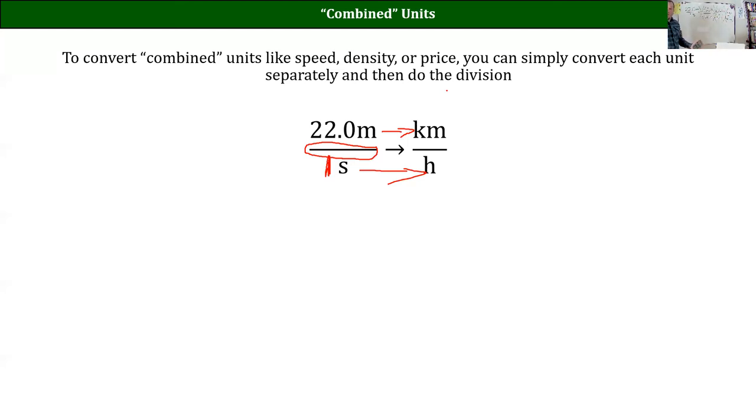And again, mathematically, this would work the exact same way. If you took 1 second and converted it to hours, and if you took meters and converted to kilometers, and then you just take kilometers divided by hours. Or you can set it all up on one line this way. You get times 60 over 1,000. 79.2.